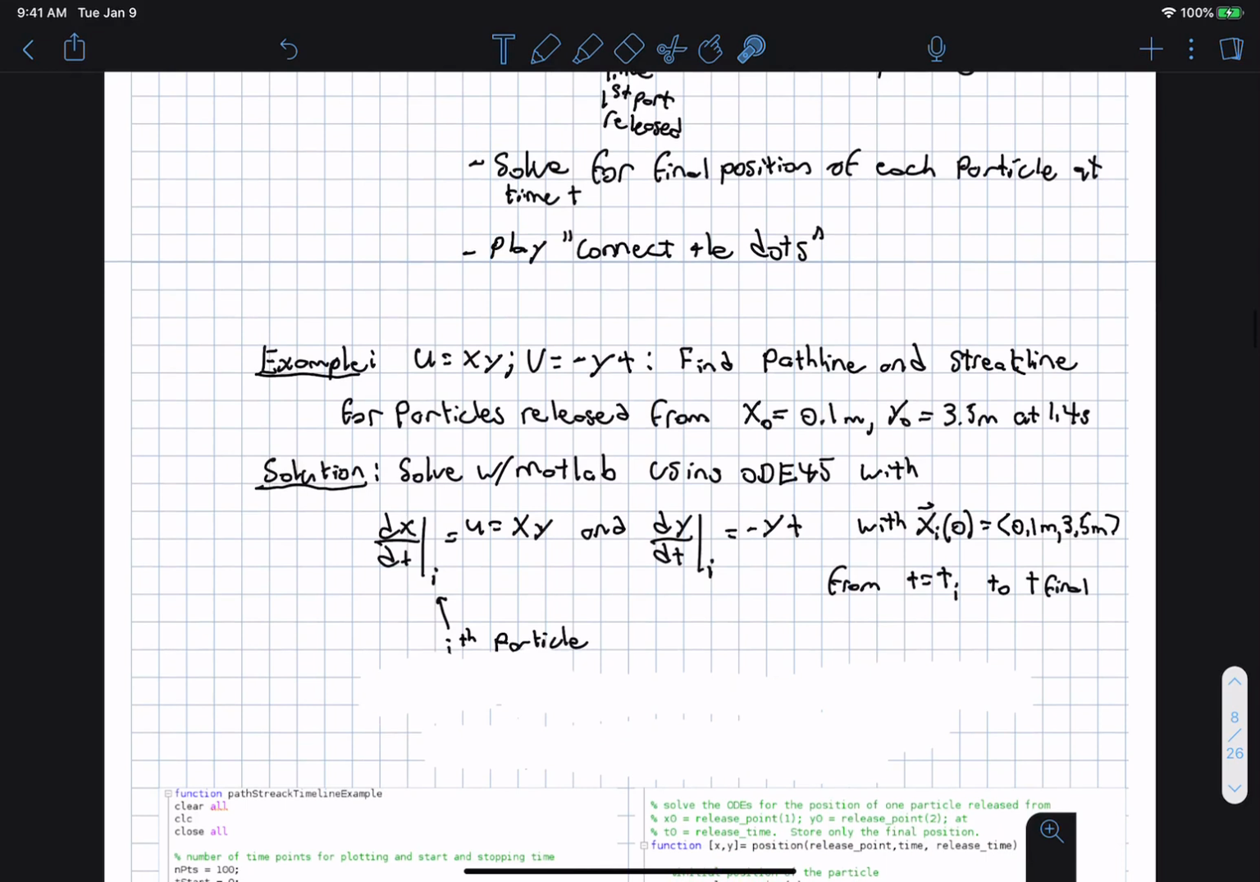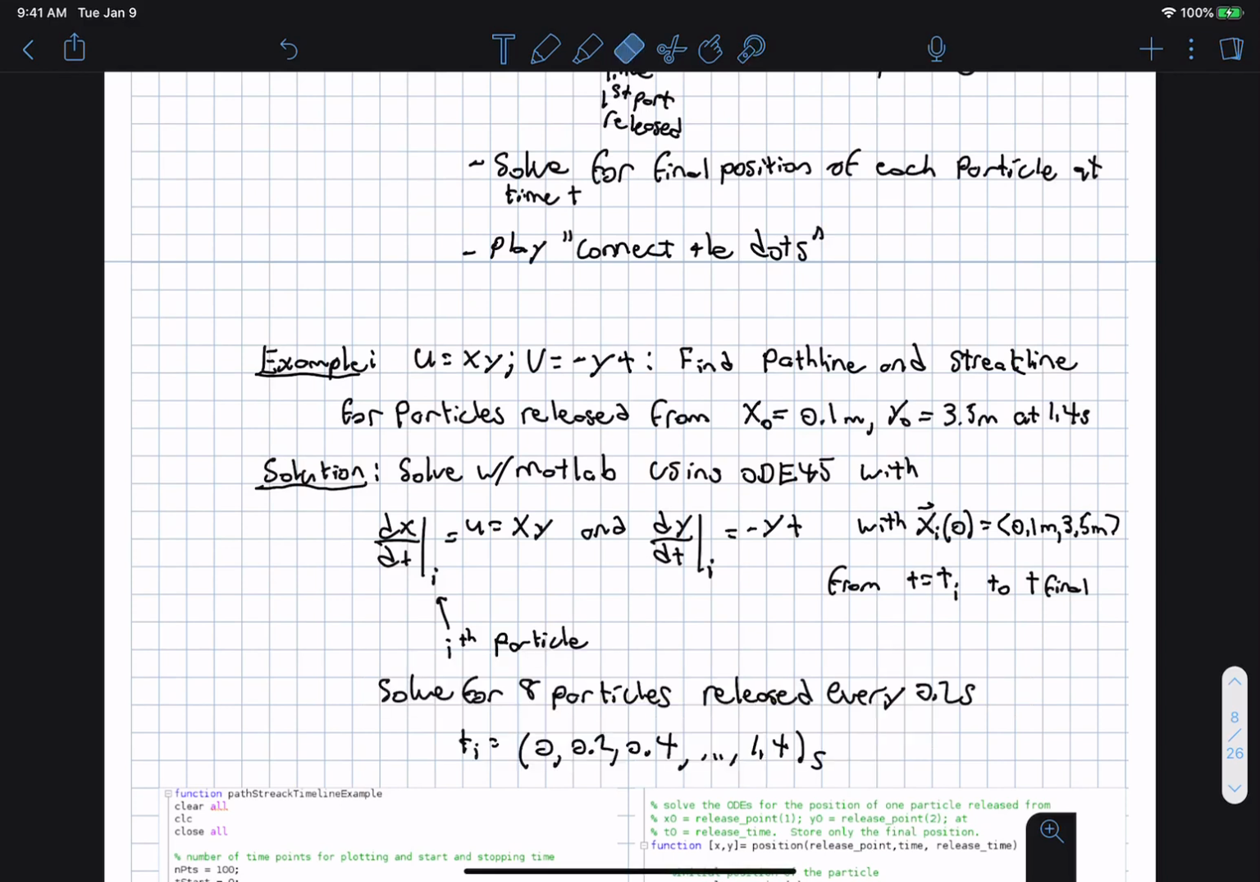Okay, and so for the path line, we just release a particle at t equal to 0. So if we track the position of that particle as a function of time, we have the path line.